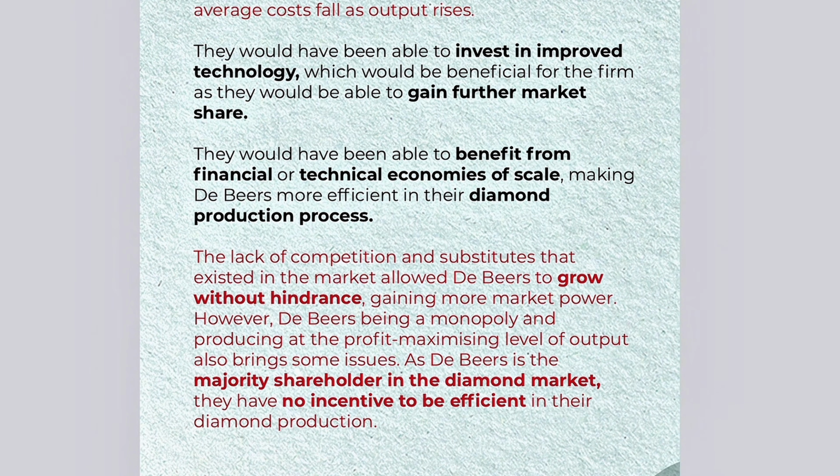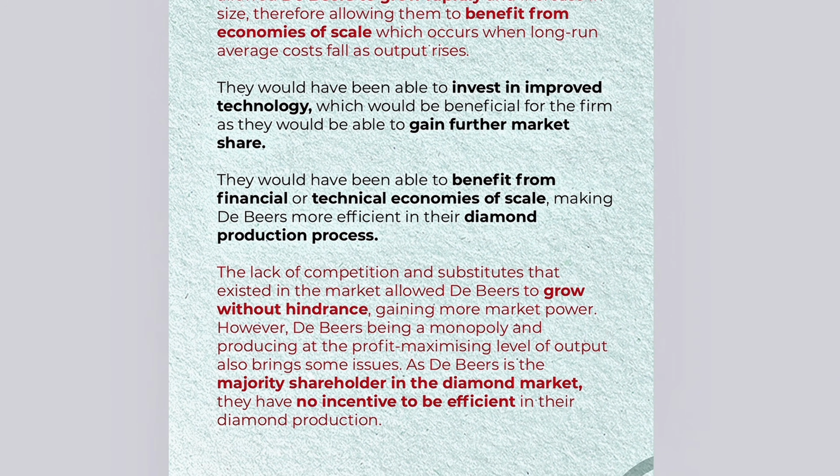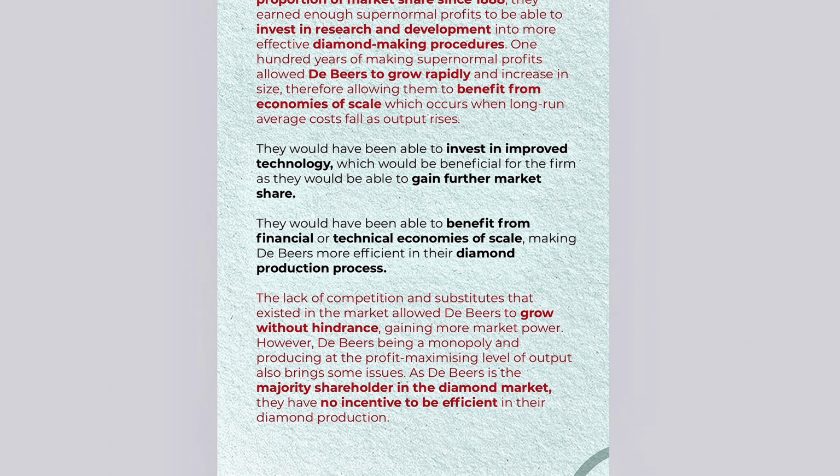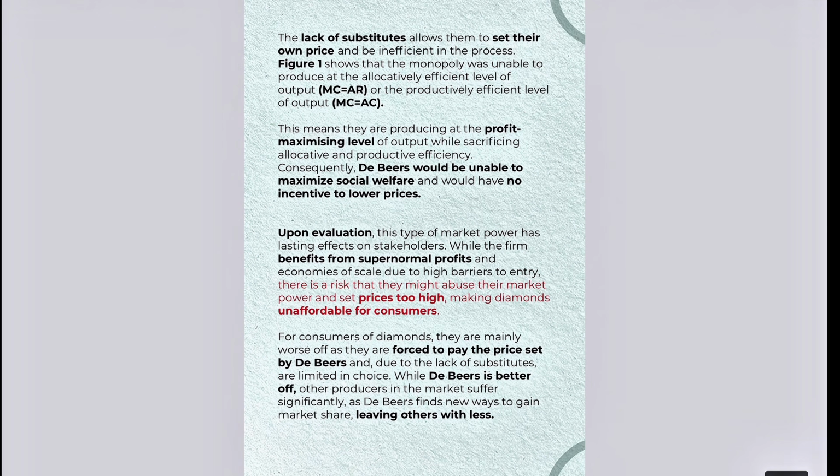You can see that in this section, yet again, the real-world example is reasonable and the economic theory is developed through the example of De Beers. The next part is that the candidate says that De Beers is able to grow without hindrance, as they have the majority share in the diamond market. This results in De Beers having no incentive to be efficient in their diamond production. And having no incentive to be efficient is another impact of large firms. And this was explained using the reasonable real-world example of De Beers.